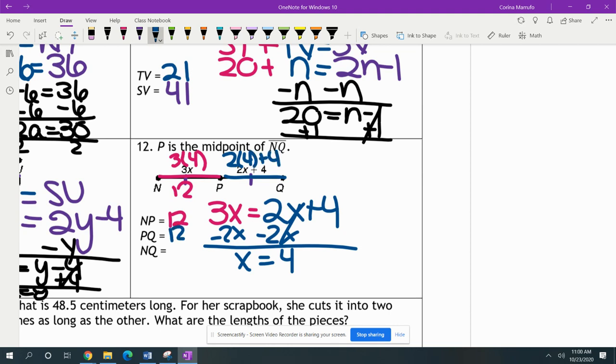Now, if you don't get the same number twice, that means we did something wrong. Because remember, P is in the middle. So if P is in the middle, they have to be the exact same size. And then from N to Q, the whole thing, from this point all the way to the other end, we use our segment addition postulate. 12 plus 12 is 24.